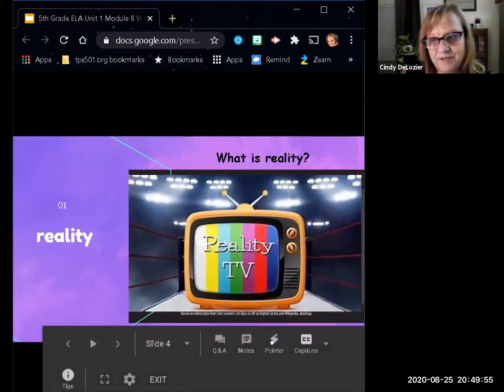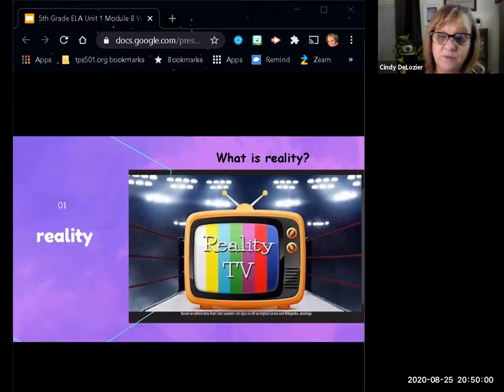So let's identify a few words. We'll need to recognize these words as we read through the story. The first word is reality. I am sure you have heard this word before, and even earlier in this lesson, I referred to TV shows called reality shows. Can you name some reality shows that you have watched?